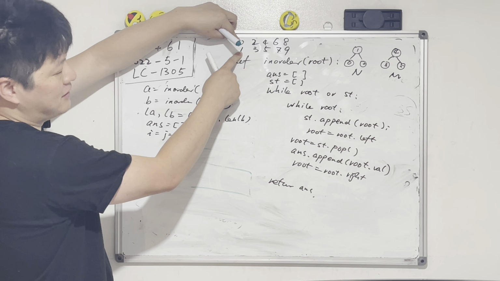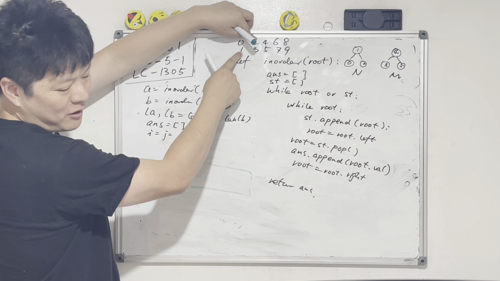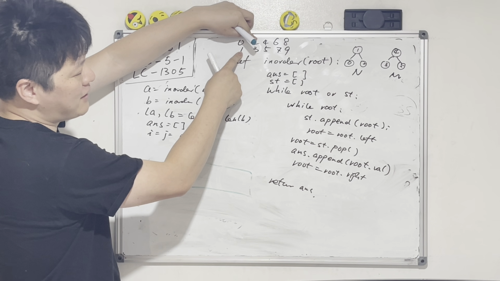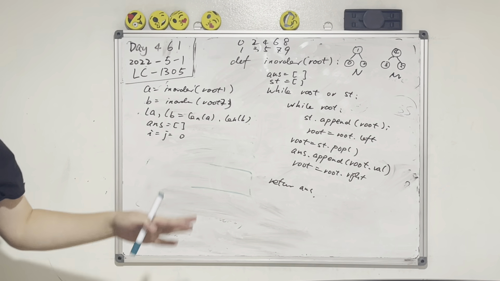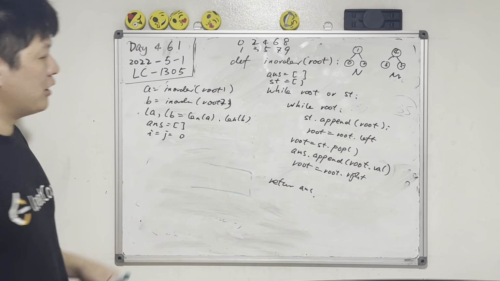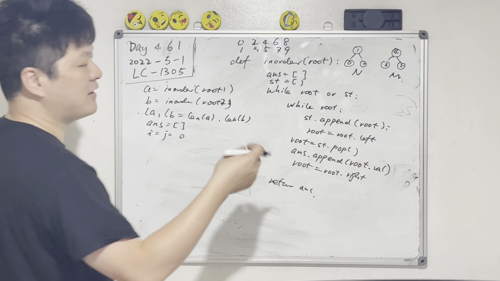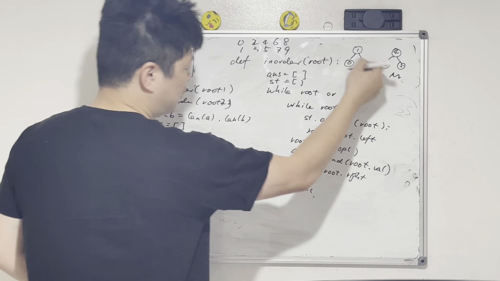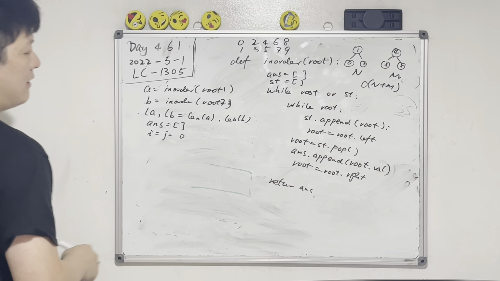So we have two pointers. 0 is smaller than 1, so we put 0 and move the first pointer to 2. And 1 is smaller than 2, and then we go this way. The time complexity is O(n plus m). If there are n nodes in the first tree and m nodes in the second tree, the time complexity to merge two sorted lists would be O(n plus m).